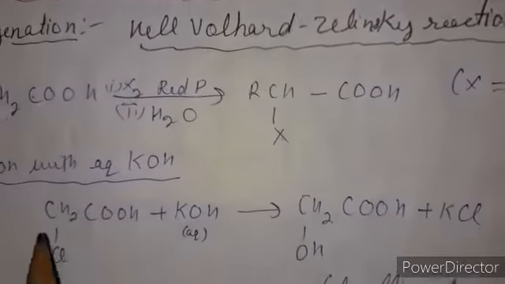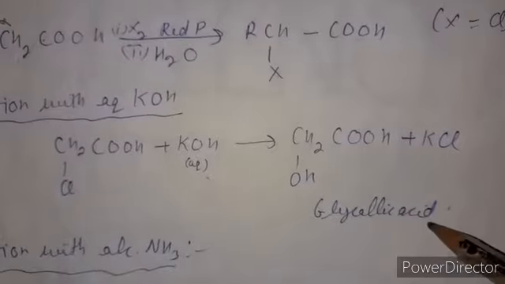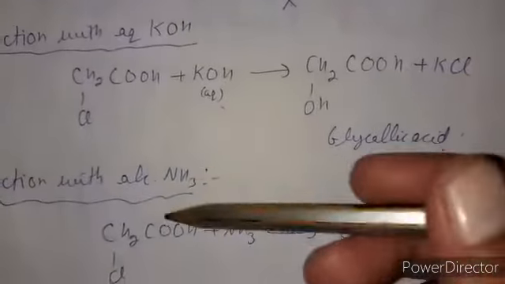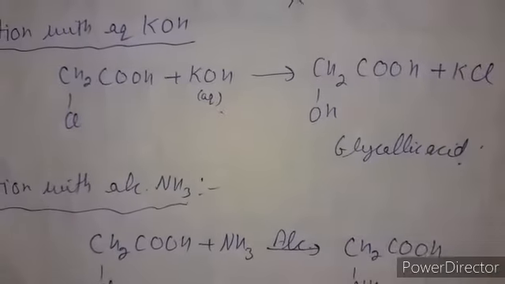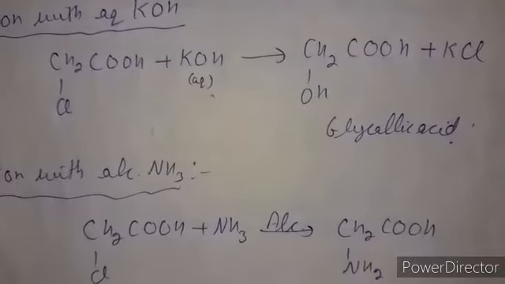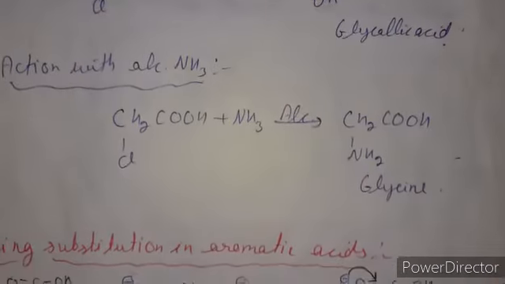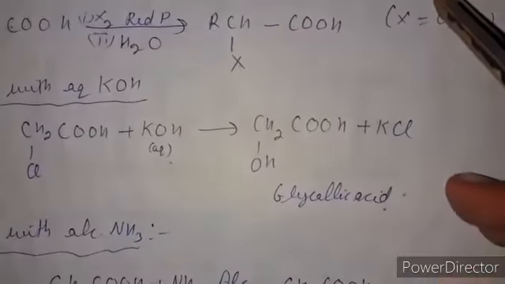Clear? So this product also reacts with potassium hydroxide in aqueous medium to form glycolic acid. If it reacts with alcoholic ammonia, it forms glycine. If it reacts with KCN, it forms alpha-cyanoacetic acid, which upon acidic hydrolysis forms malonic acid. This reaction is called the Hell-Volhard-Zelinsky reaction.